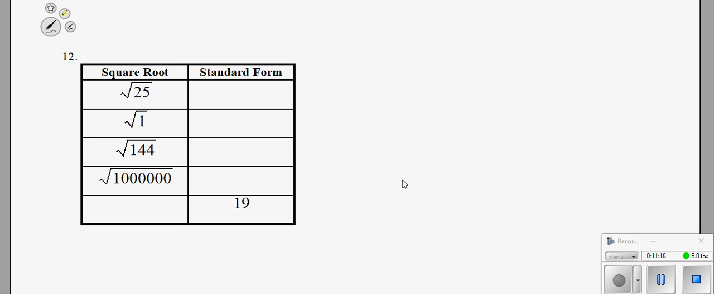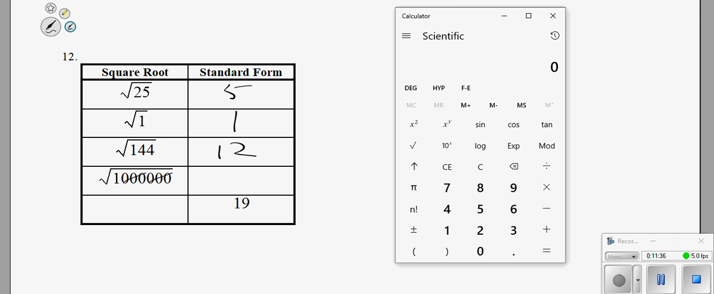You're given the square root of 25. Standard form would be 5. Square root of 1 is 1. Square root of 144 is 12. The square root of a million, what times itself? If we take a calculator, what do you think it is? Is there a number that's the square root of a million? What is it?